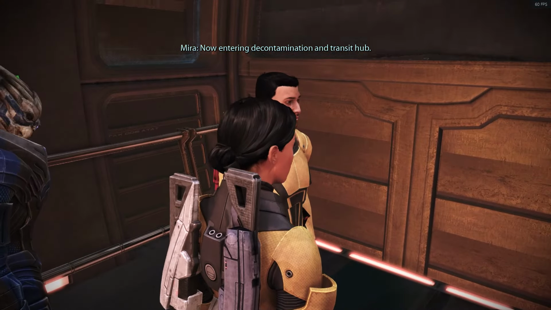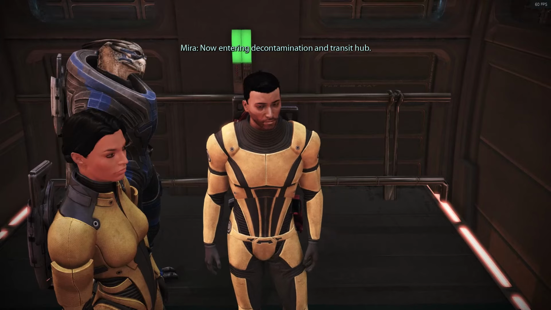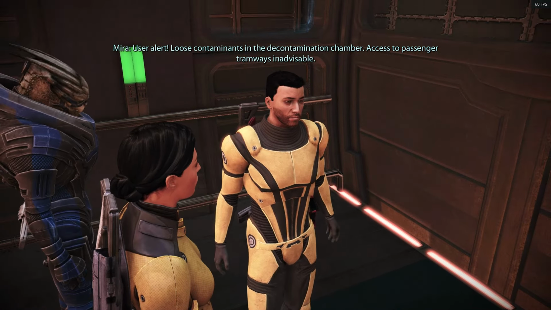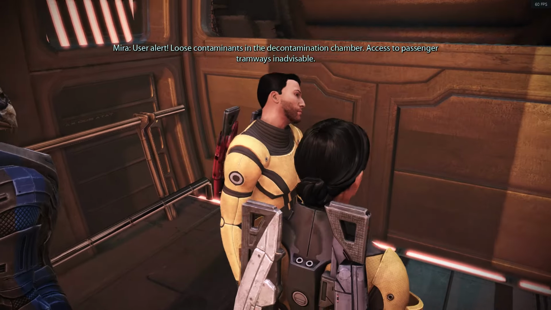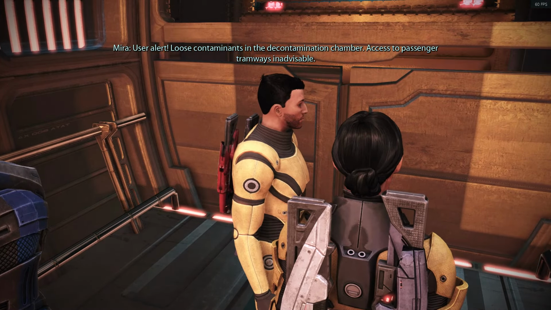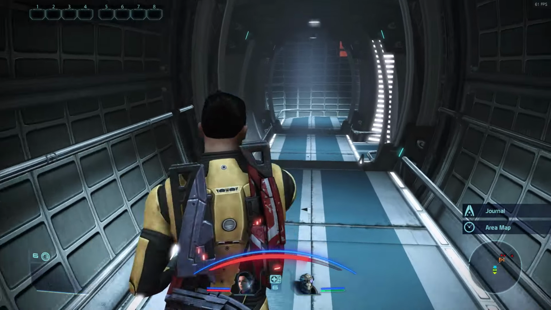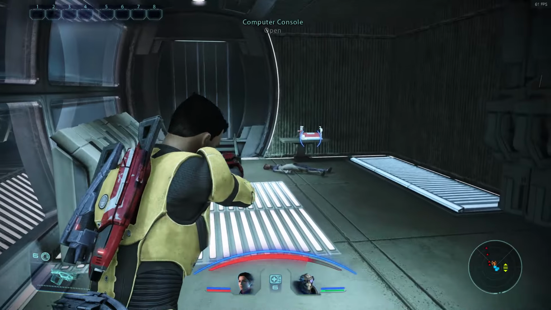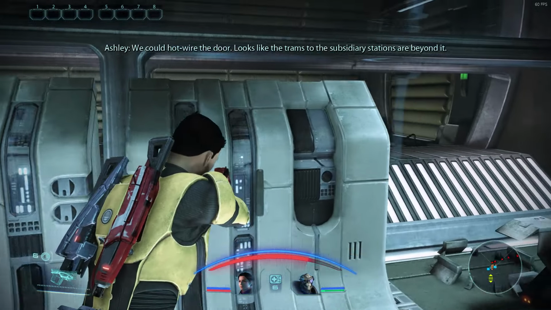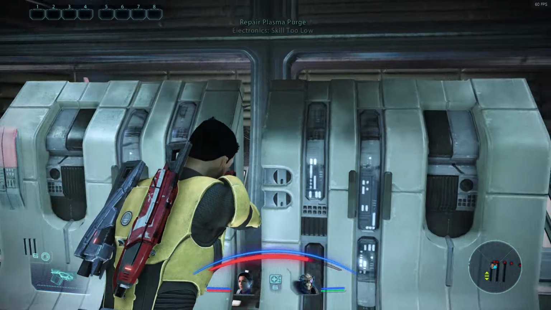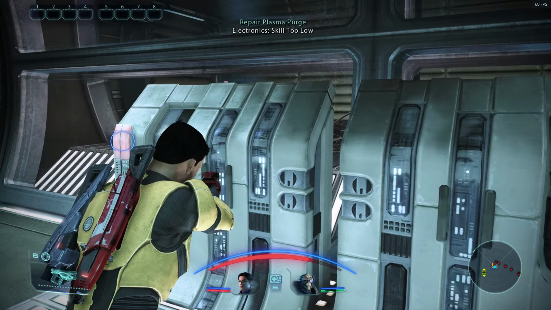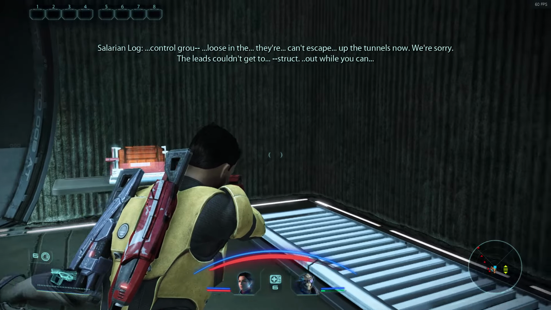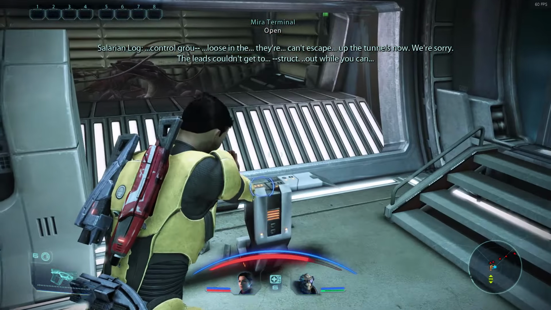Now entering decontamination and transit hub. User alert. Loose contaminants in the decontamination chamber. Access to passenger tramways inadvisable. They're locked in. Enemy sighted.